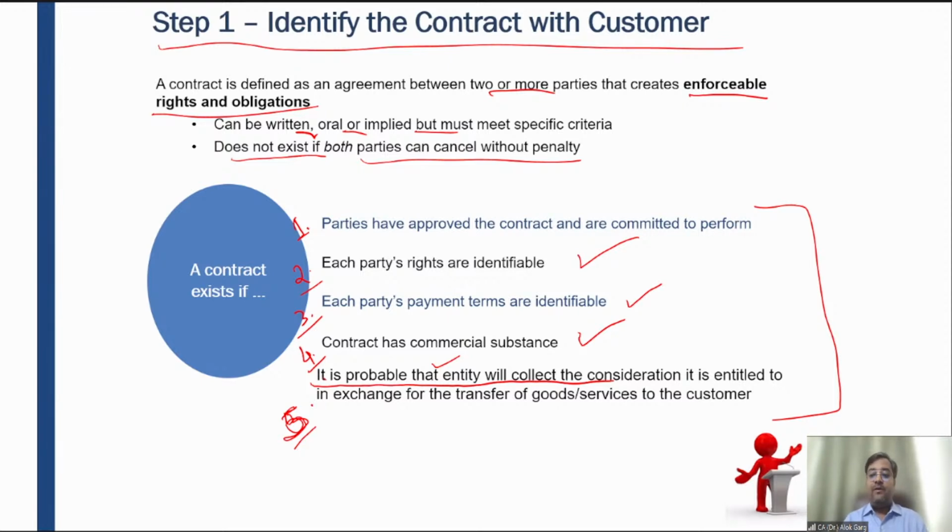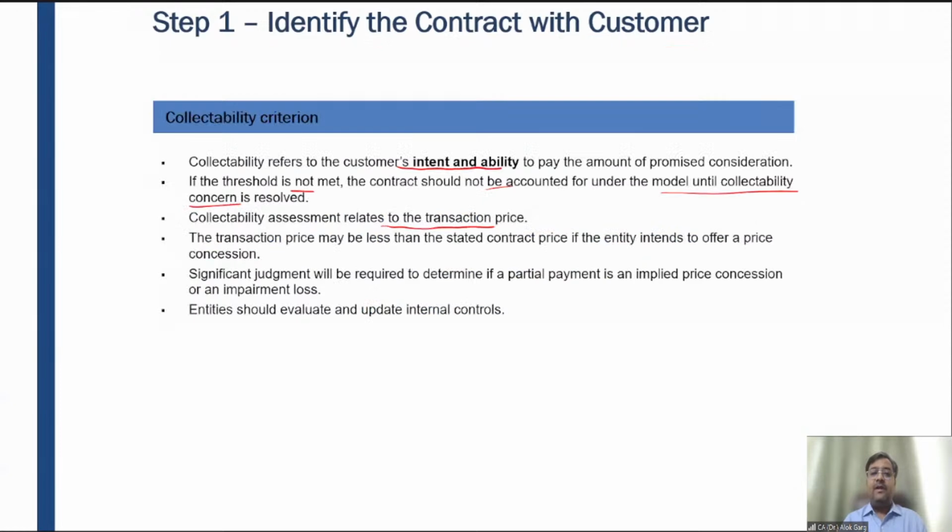Parties must have approved the contract and are committed to perform. Each party's rights are identifiable. The payment terms are identifiable. The contract should have commercial substance. It should not be like artificial revenue and artificial cost, right? And there must be a probability to collect the consideration, and the transaction price will be to the extent of the probability of collection of the consideration, right? So we discussed step one, identify the contract with the customer, and for the collectibility criteria, we understood that collectibility means there must be intention and ability to pay the amount, right?